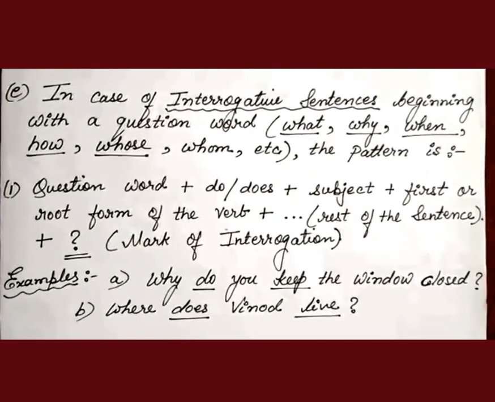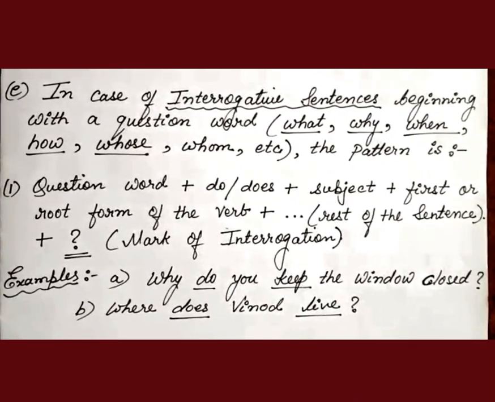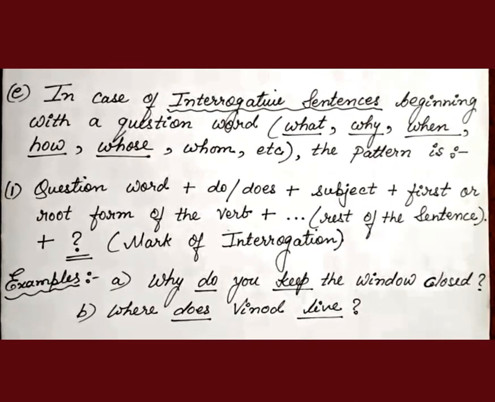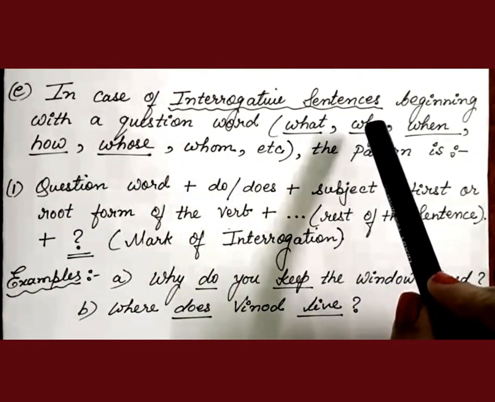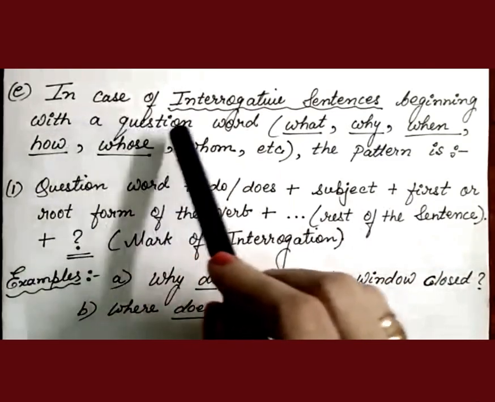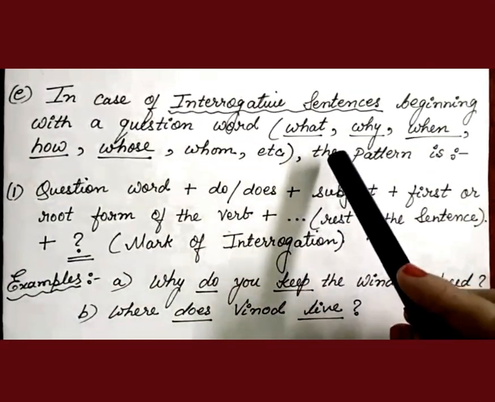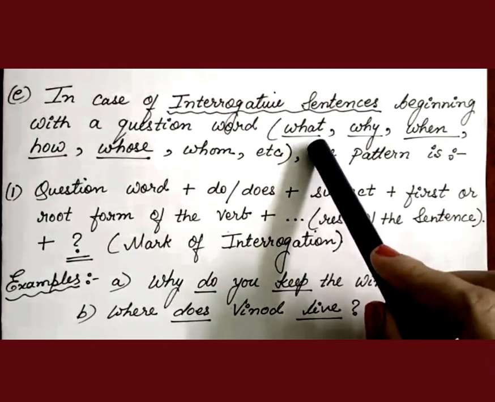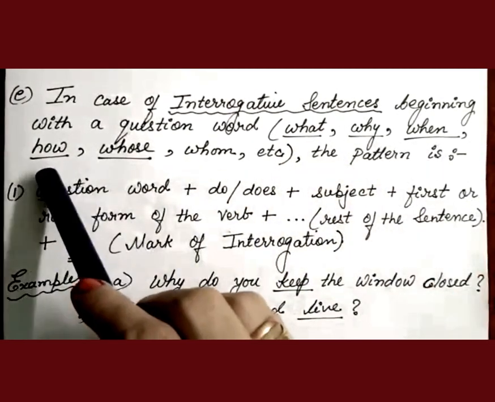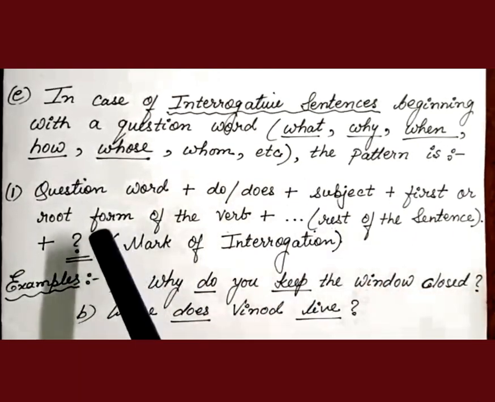I've already explained to you that sentences which ask questions and end with a question mark are called interrogative sentences. Now, how do we form interrogative sentences with respect to simple present tense? In case of interrogative sentences beginning with a question word, you have to begin the sentences with a question word: what, why, when, how, whose, who, etc.